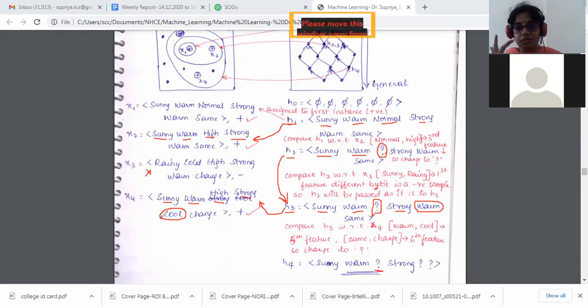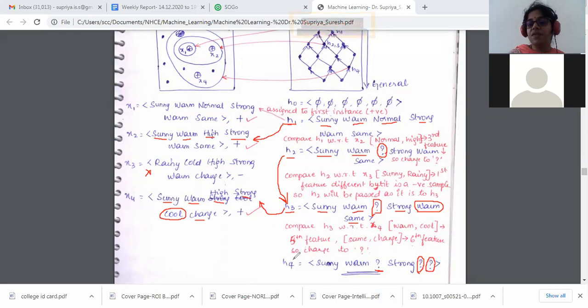Warm and cool, both are different. Okay, we have to generalize it now. So when I'm going to generalize it, I'm going to replace it with a question mark. Okay, then I take the last term. The last term, it is telling it is same, but here it is actually a change. Again, there is a difference in the attribute values, so I replace it with a question mark. So finally, I have H4.